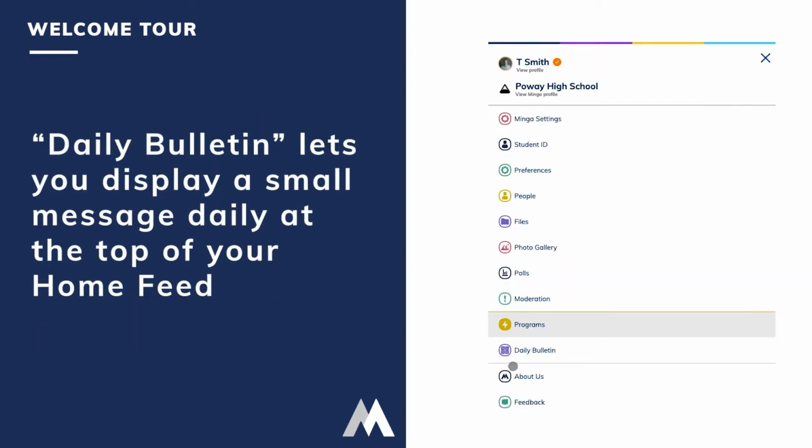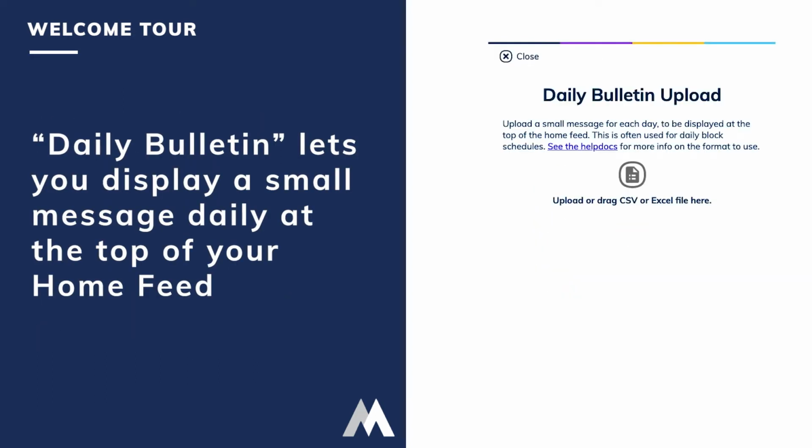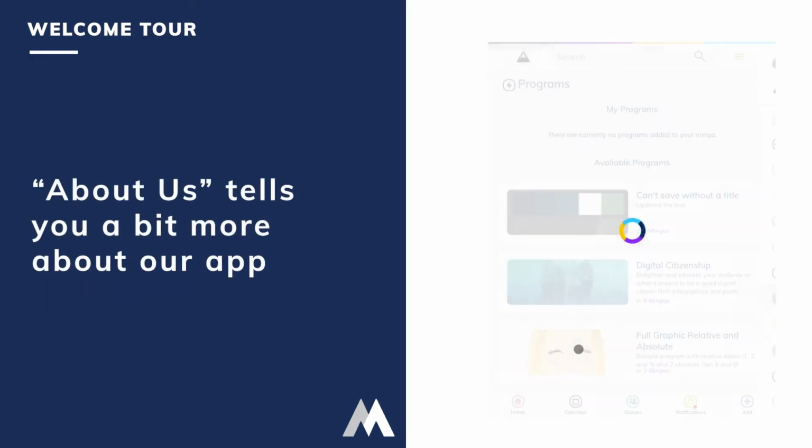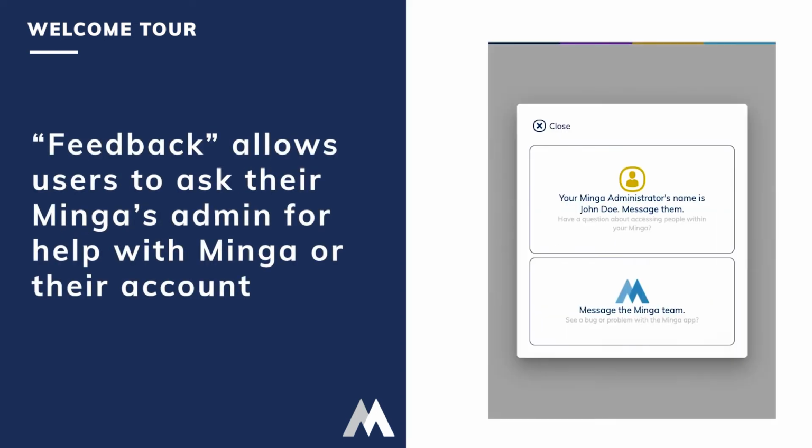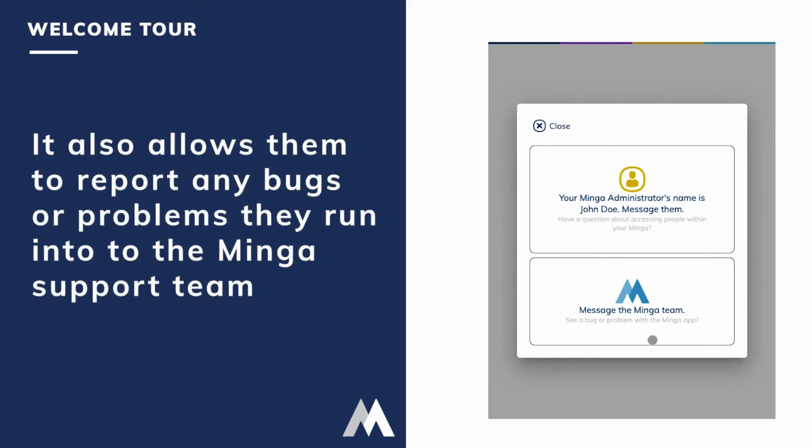Daily Bulletin allows you to upload a small message daily to be displayed at the top of your home feed. About Us tells you a bit more information about our app. Feedback allows users to ask their Minga's administrator for help with Minga or their account. It also allows them to report any bugs or problems they run into to the Minga support team.